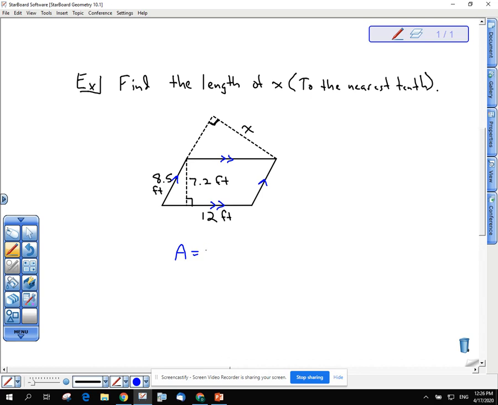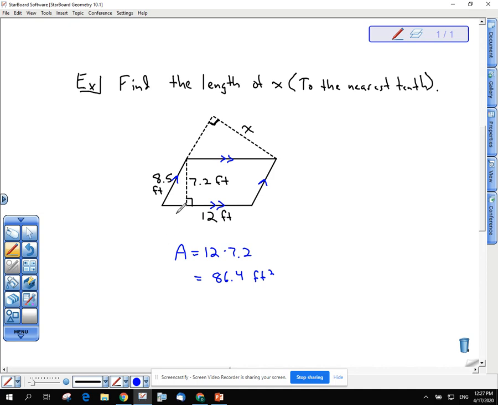Anyway, the area would be base times height, 12 times 7.2. I'm using my calculator. That's 86.4 feet squared. We want to find x. The directions say find the length of x. This x is actually a height that corresponds to the 8.5 foot base.